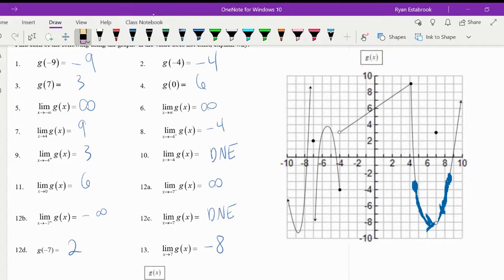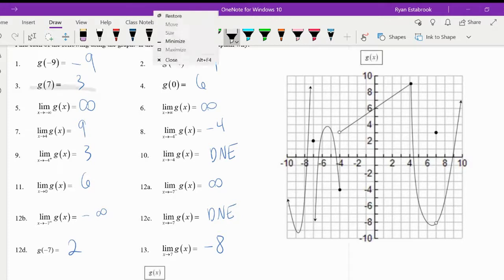Now, what is significant about this value in the big picture is that since the limit equals negative 8 and the value of the function, which we did up here in question number 3, is equal to 3. Since those do not equal each other, that's how we know by the definition that the function is not continuous.